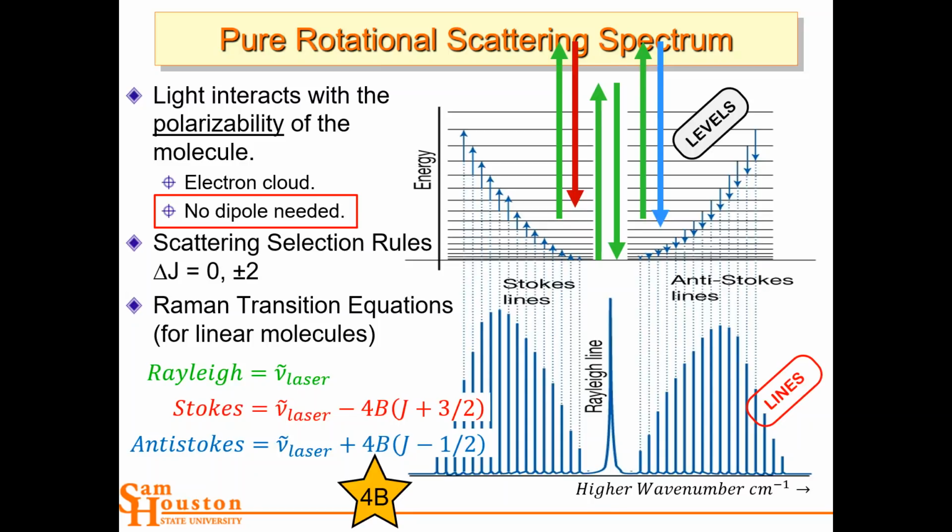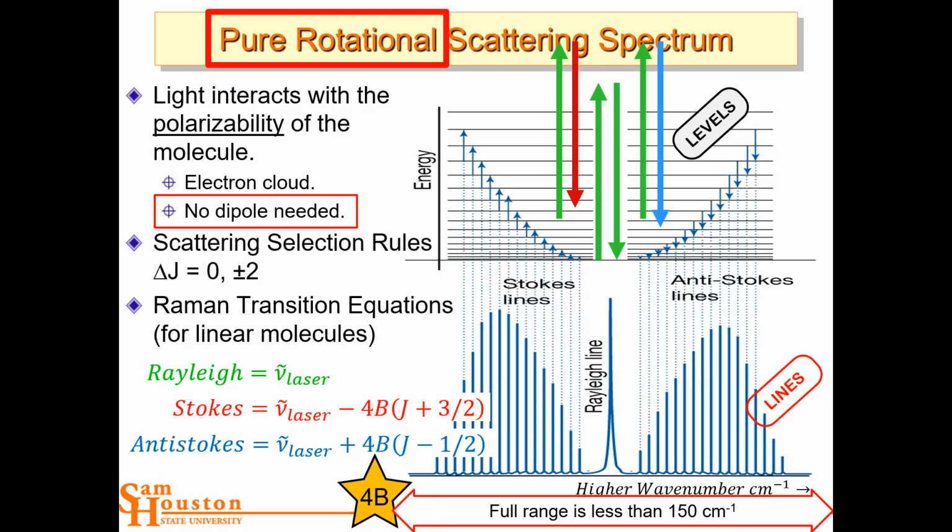But the spacing in the Raman scattered light is 4B, and the spacing in absorption and emission is 2B. And so this is for the pure rotational scattering. Notice this full range of a rotational spectrum is less than 150 wave numbers. So you need a very good laser for this, a very narrow laser. Our laser has a full width at half maximum about 100 to 150 wave numbers. So with our laser, it's a tiny little diode laser. It doesn't have the spectral resolution to see pure rotational spectra.